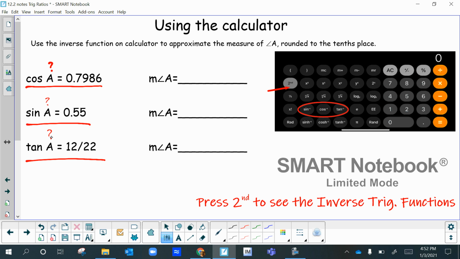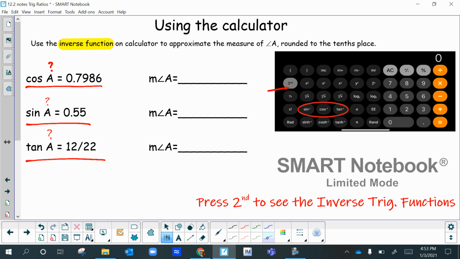It's closely related. So what you do is you actually use the inverse function on the calculator to approximate the measure of an angle, okay? And we're going to round to the 10th place on this one. Mostly, I'll probably let you round to the whole number, okay? But as you can see on the face of the iPhone calculator, after you turn it sideways, there's this second button right here that you're going to use. You're going to press that, and that turns these into an inverse, okay? So sine inverse has a little exponent of -1. That's what inverse means. And so we're going to use those whenever we solve for an angle.